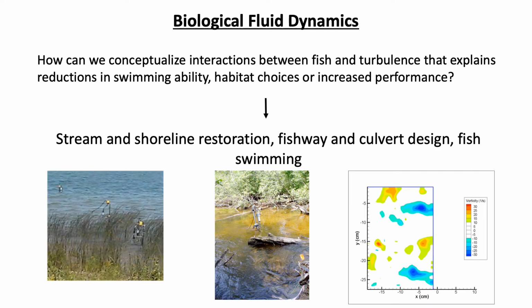So if I give you a little bit more insight into the work I do in biological fluid dynamics, what we're really trying to understand is how fish and turbulence interact, especially how that changes the swimming ability of fishes and how they choose their habitat. In some cases, people have found that turbulent eddies can help fish perform better. So in terms of swimming and migration, that can have lots of impact. So we do field work as well as lab work.